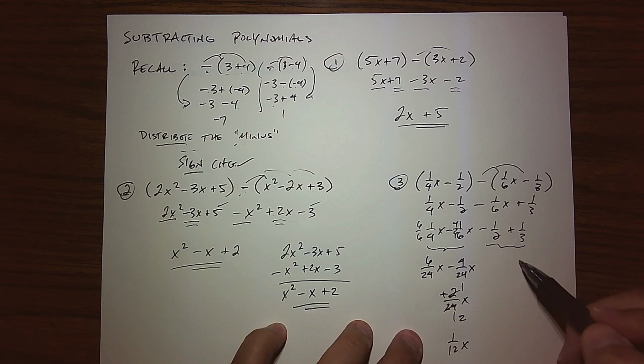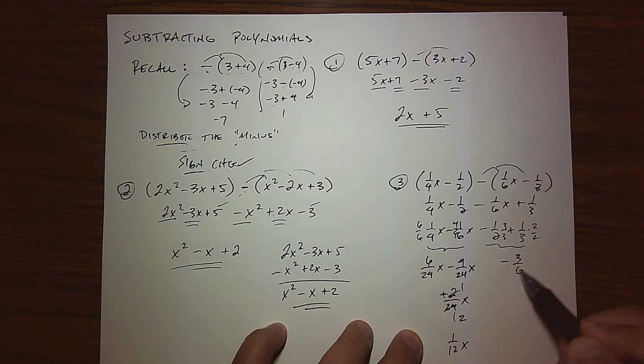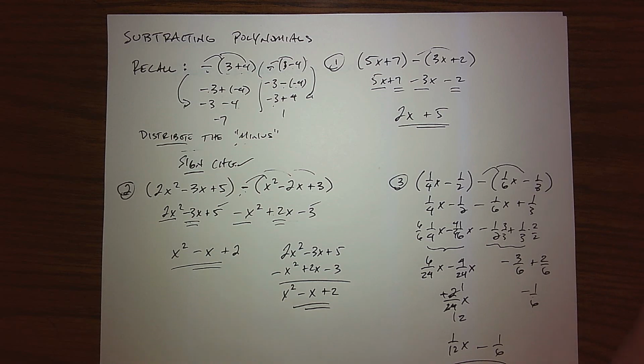For these guys, the LCD is 6. So a 3 over 3 and a 2 over 2. That gives us minus 3/6 and plus 2/6. So that gives us a negative 1/6. And there's your subtraction. All right, so subtraction key: distribute that minus, and then you're off to the races and just combining like terms. All right, we'll look at an application in the next video.